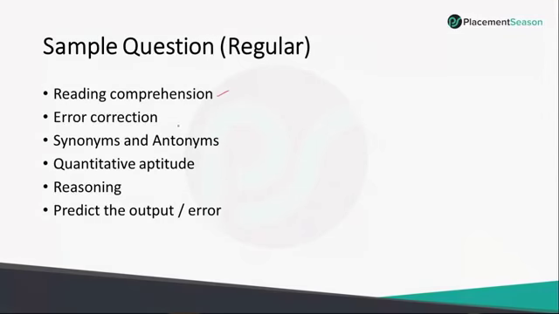Then other traditional areas like error correction, synonyms, antonyms, and quantitative aptitude. In quantitative aptitude, you will get questions based on probability, permutation, combination, and other major areas. Similarly, in reasoning, you will get questions based on arrangements. So these are some regular areas. You have to concentrate on these areas for TCS Digital also. Similarly, you will get a question based on predicting the output or the error. They will give some snippet and you have to predict the error. In this case, they don't ask you to find an error like a missing semicolon or an unclosed bracket. The error will definitely be a logical error.